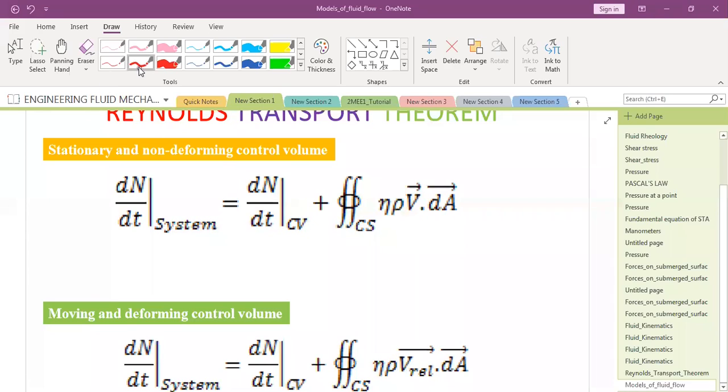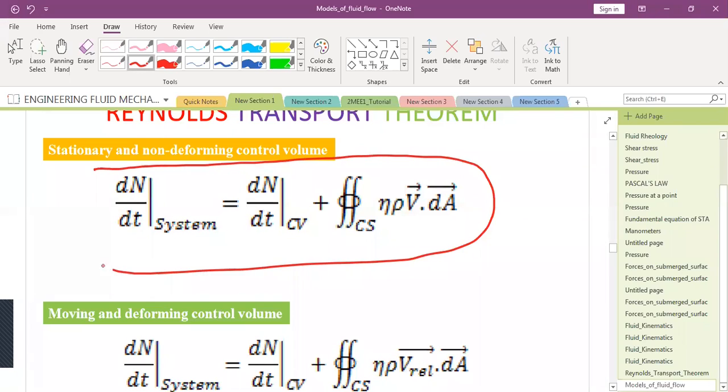This was the Reynolds transport theorem expression that we derived yesterday for a stationary, non-deforming control volume. Any doubts to anyone in this expression? Please ask me if you have any doubts. How did we reach this, and what is the physical meaning of each term here? Any doubts to anyone?